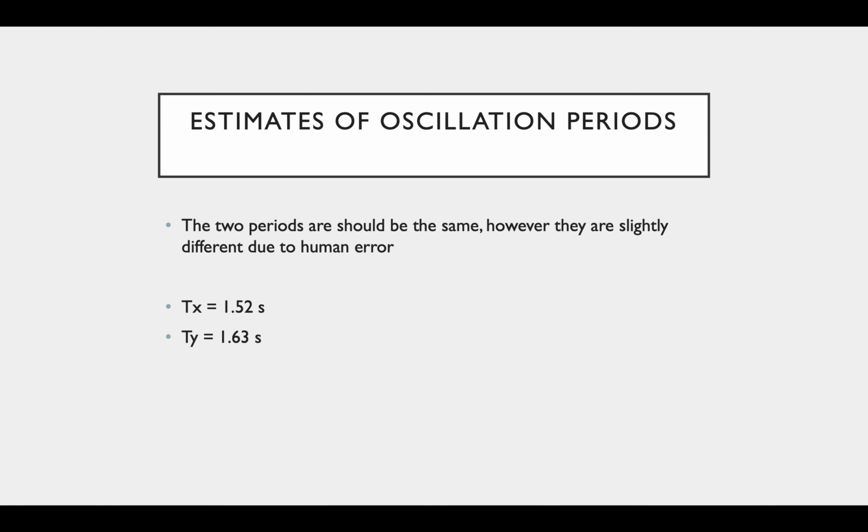And finally, we can calculate the period of oscillation in two different ways, using either the x-coordinate versus time relationship or the y-coordinate versus time plot. Ideally, the two values have to match. However, we cannot exclude the human error, and the periods are a little bit different. So for the x-coordinate plot, we have obtained the value of 1.52 seconds, and the period from the y-coordinate plot is 163 seconds.